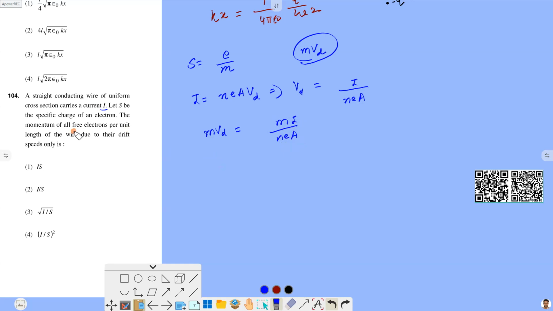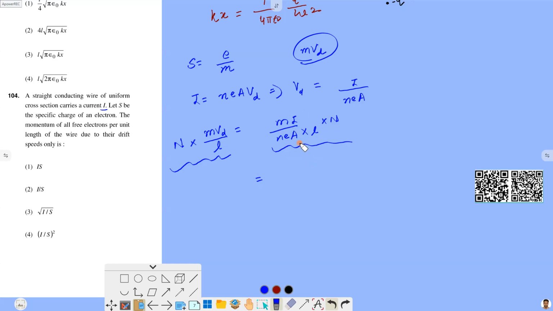Now we have to find the momentum of all free electrons per unit length. So first, let's make it per unit length, so divided by L. And we have to find it for all free electrons, so let us multiply it by capital N, where capital N is the number of free electrons. So this is the term we have to calculate.